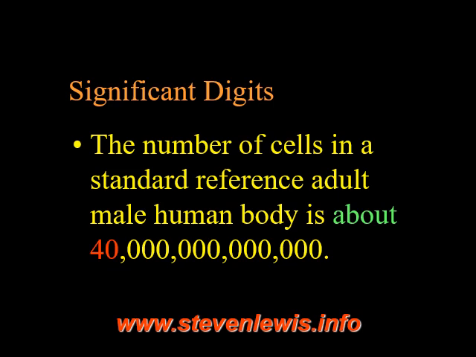The trailing 12 zeros represent placeholders. They are not significant. We do need them, however, because if we did not include them, we'd be saying that the adult standard reference male body has 40 cells in it, which would be ridiculous.